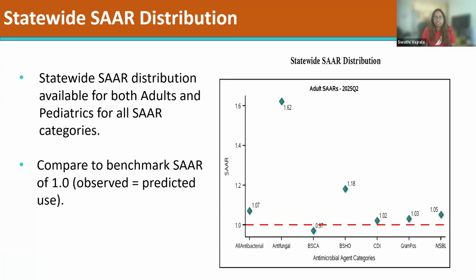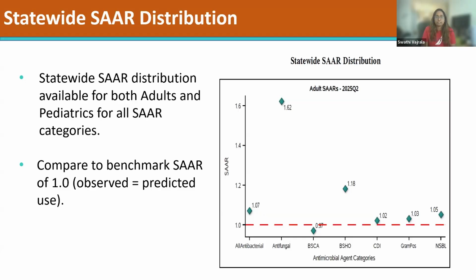This is the statewide SAR distribution. Here we have the picture of adult SAR, available for both adult and pediatric SAR categories. We included the statewide SAR distribution for pediatrics as well, but in the future, if we have enough data for pediatrics, we will include all pediatric locations across all the different SAR categories. But as of now, we are going to mainly concentrate on adults.